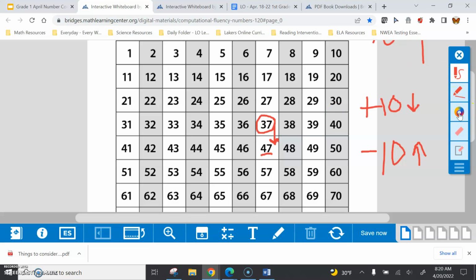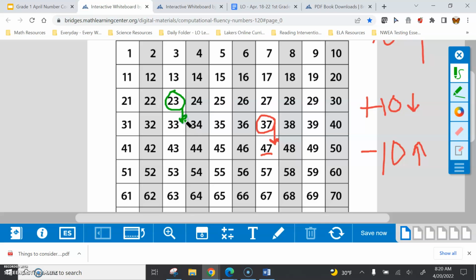Let's try another. What if we said 23 plus 10? 23 plus 10. Do we go up or down? We're adding, we go down. Very good. So it's 33.